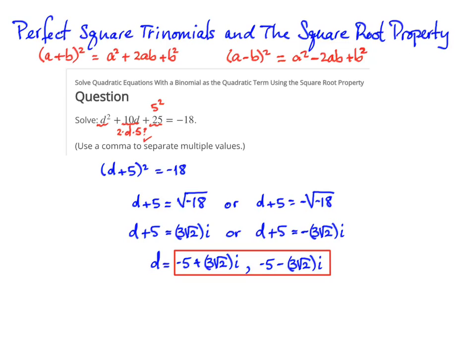So watch out for perfect square trinomials and write the trinomial as a binomial squared, and you'll be able to apply the square root property.